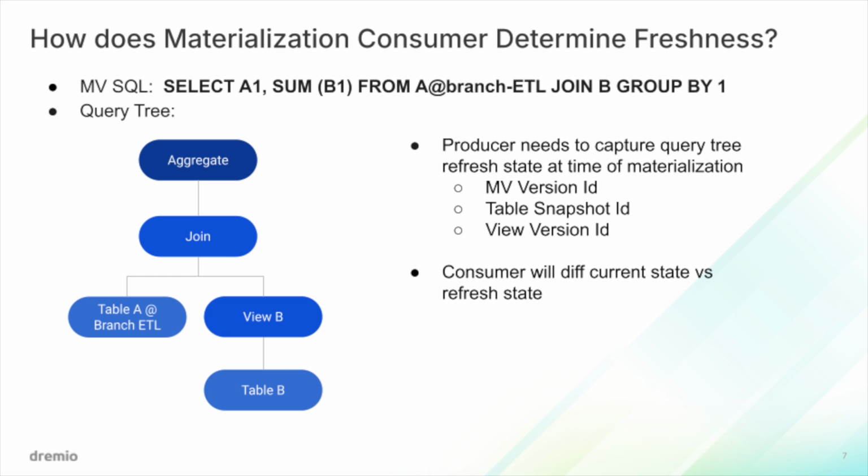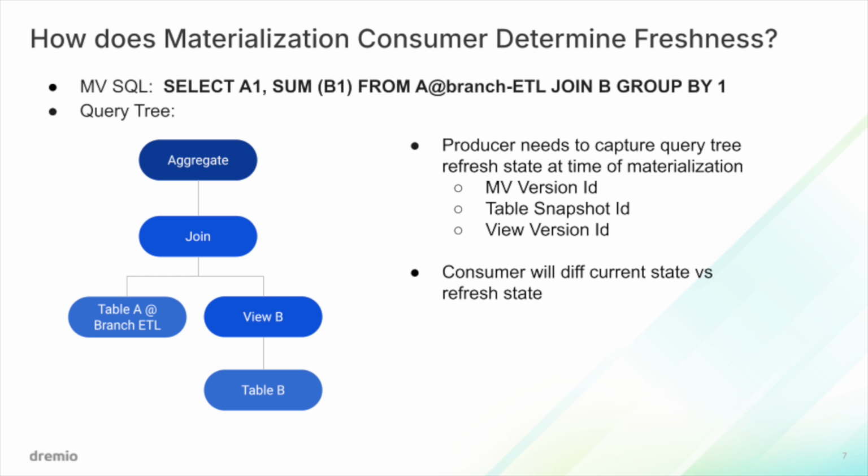Now, in Iceberg terms, what is the actual metadata that you have to capture? First of all, you're going to have to capture the MV's version ID. There's a view version ID associated with this MV. So that's one piece you have to capture. The second is these table snapshot IDs, which capture the data state. And then finally, you also need to capture view B's version ID. That would completely capture the data state and the metadata state of that materialization.